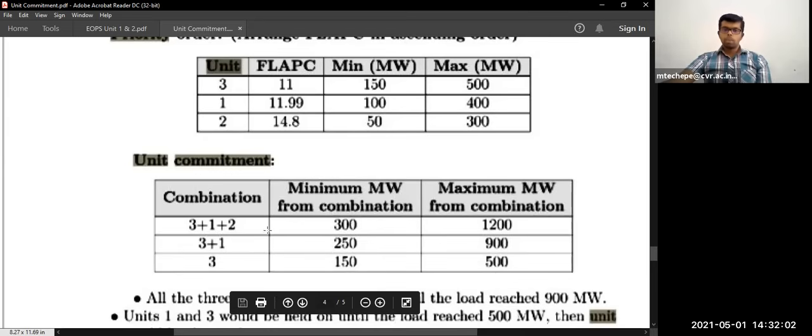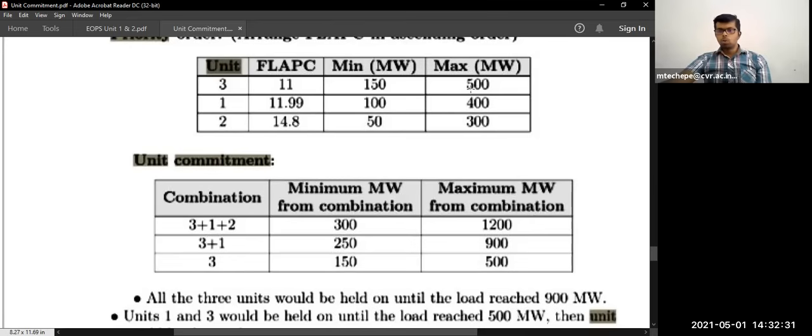Whatever the combination you go for, it has to manage. You can go for changing the combination also, but this is the correct combination. If you change the combination, it will not come. Like if you go for 2 plus 1, say for example wrongly writing 2 plus 1, that combination you can't manage, that is 400 plus 300 is coming. So again, 400 plus 300 is 700.